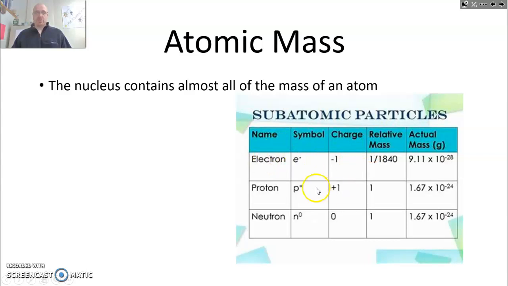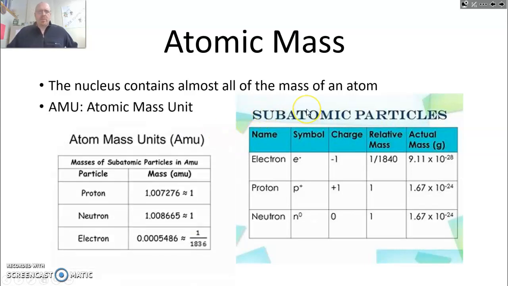And if we see here in this little chart, the amount of mass for the electron is a negative 28, or if you want to do the relative, it's 1 of 1,840. So electrons are very, very tiny and weigh almost nothing compared to the protons and the neutrons. This brings up an atomic mass unit. That's just one of the ways that we measure protons and neutrons. Notice here the AMU, the atomic mass unit.